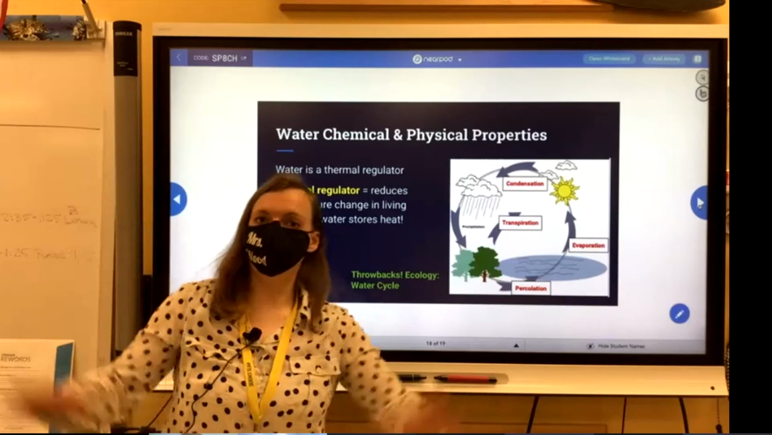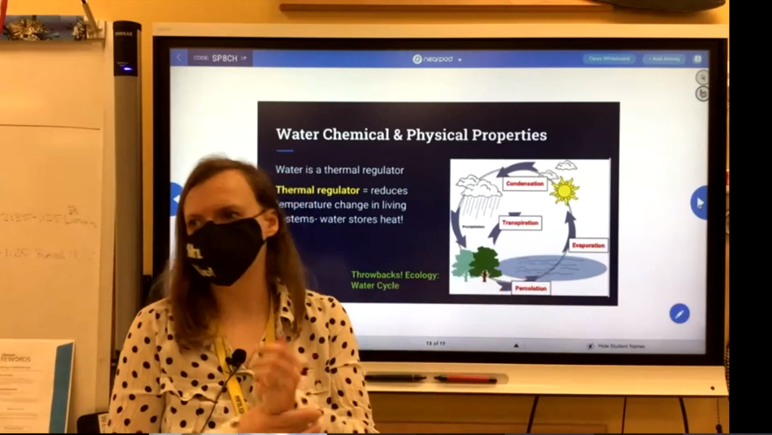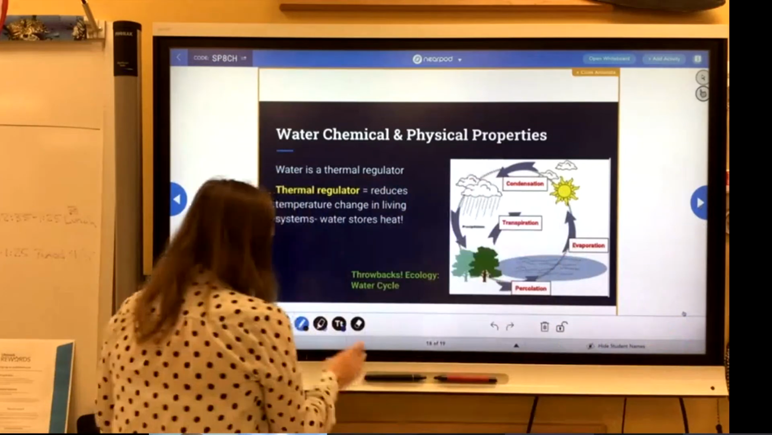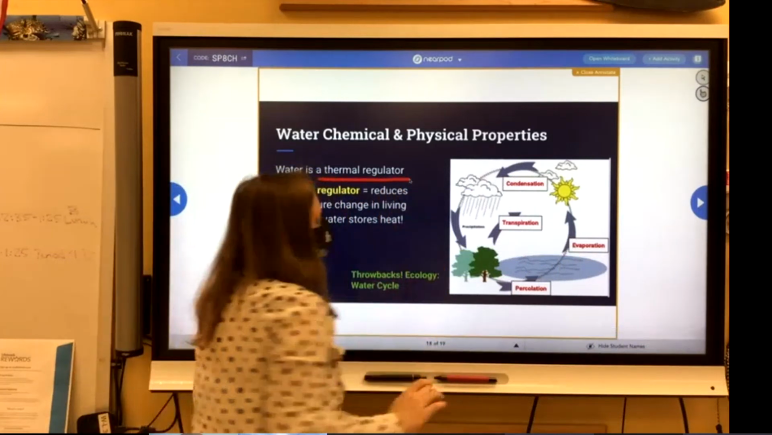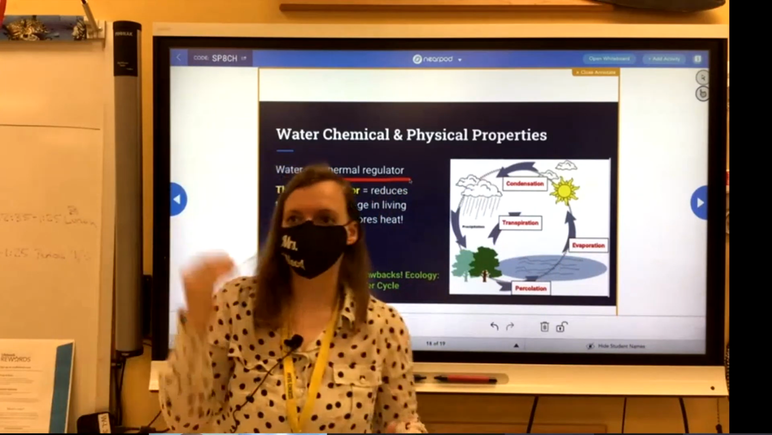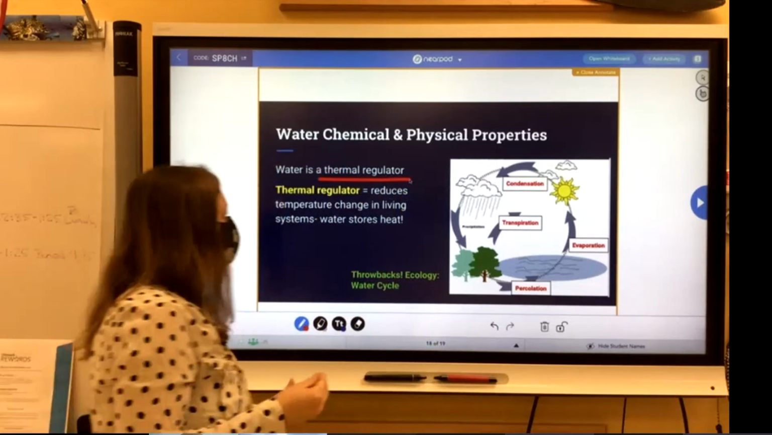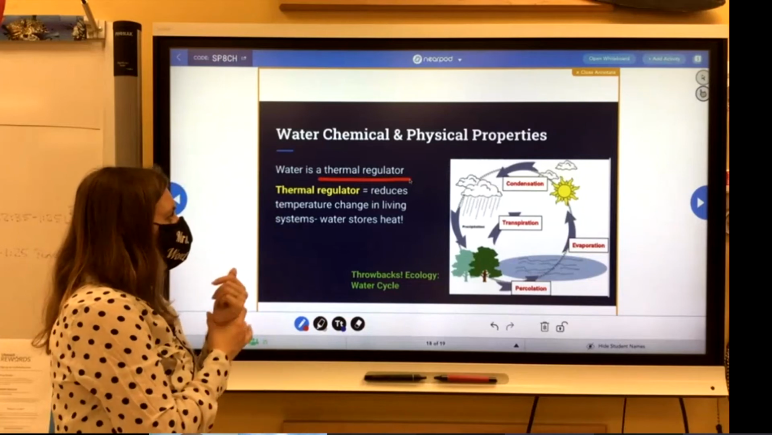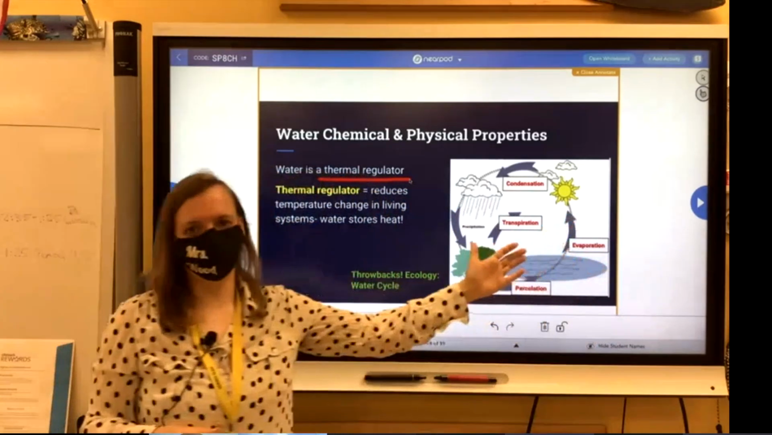Final chemical and physical property that we're going to review for water that makes it really unique and really important for life. And this is that water is a thermal regulator. Another way to say this is that it has a high heat capacity, and you'll see this in our activity tomorrow. So what do I mean? It's a thermal regulator. Well, here we've got a throwback. You've seen this cycle before.